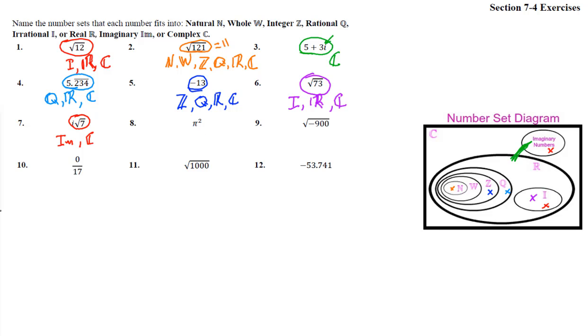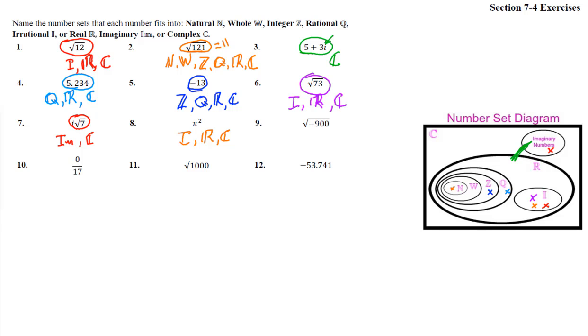Good. Number 8. We're going to do pi squared. So remember, pi is one of those irrational numbers. And pi squared is no better. So it is irrational, which is inside the real numbers, which is inside the complex numbers.